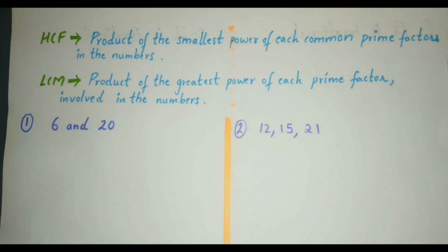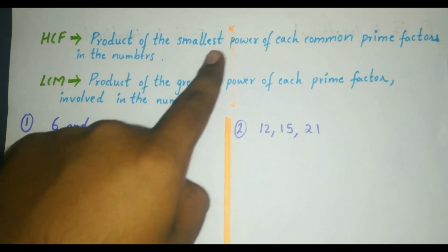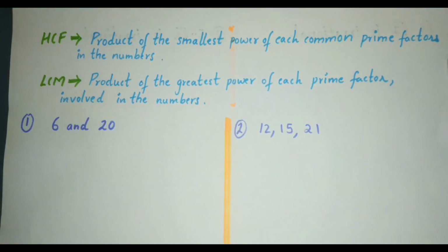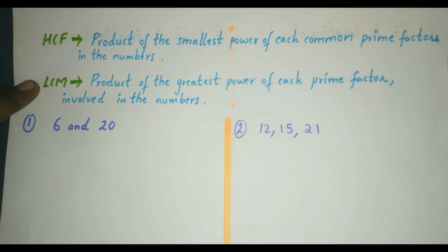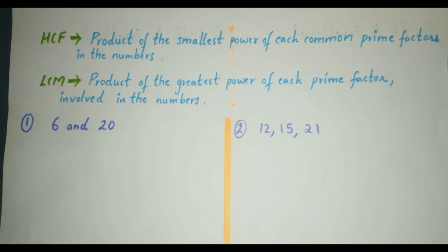Basically you have to remember two statements, one for the HCF and one for the LCM. For the HCF, remember that it is the product of the smallest power of each common prime factor in the numbers. The LCM will be the product of the greatest power of each prime factor involved in the numbers.